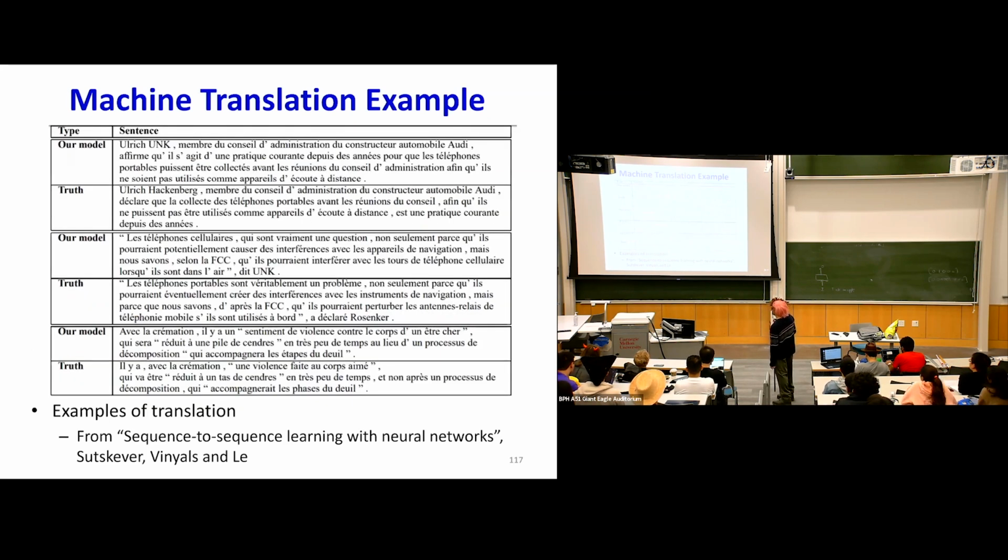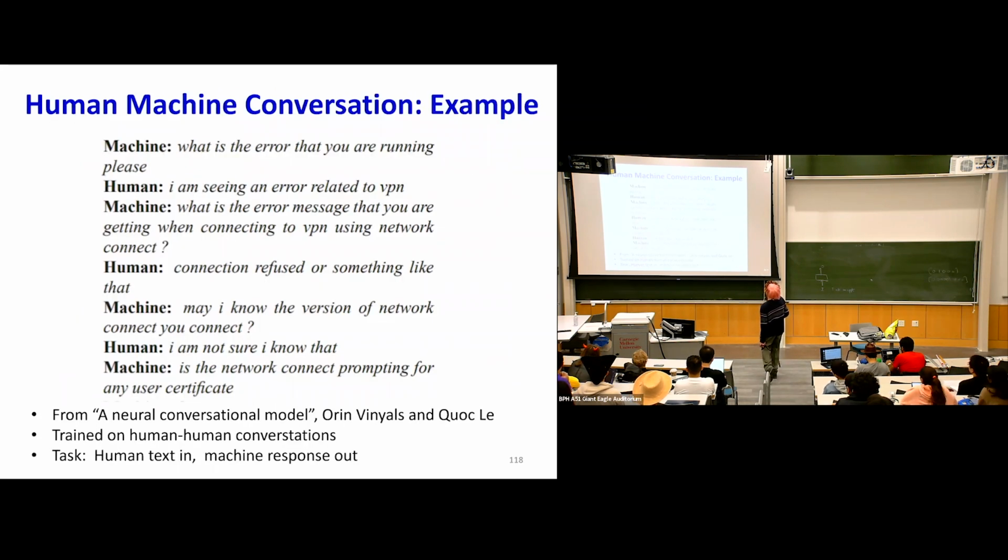Here are some examples in machine translation. I'll leave them on the slides. You can take a look, but they're actually pretty darn good. This is for a dialogue system. Machine: what is the error that you're running, please? Human: I'm seeing an error related to VPN. Machine: what is the error message that you're getting when connecting to VPN using Network Connect? Human: connection refused, or something like that. Machine: may I know the version of the Network Connect that you connect? Human: I'm not sure I know that. Machine: is the Network Connect prompting for any user certificate? This looks very much like a human being speaking, right? This is just a dumb dialogue system, a sequence-to-sequence system.